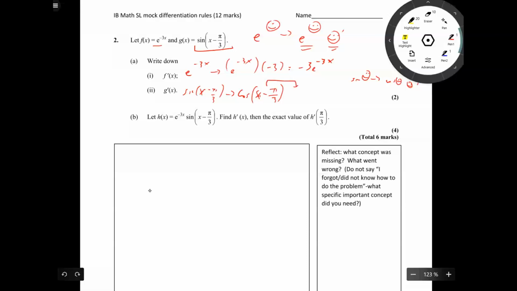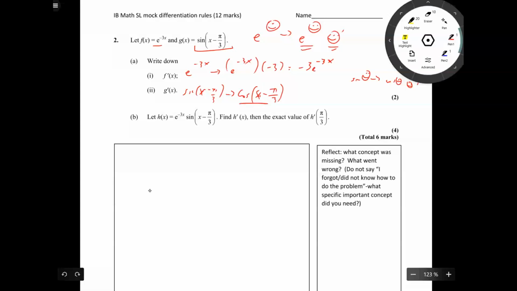And actually the derivative of the inside, x minus pi over 3, is just 1, right? Because the derivative of x is 1 and the derivative of negative pi over 3 is 0. So actually you don't need to write anything else, even though we just tried to do chain rule on it. Okay, so this is the derivative, cosine of x minus pi over 3.